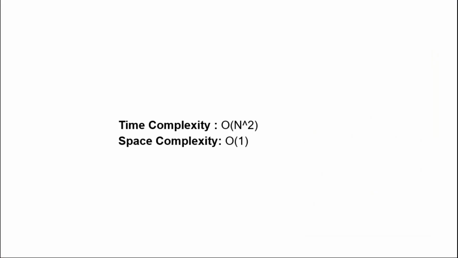The time complexity of insertion sort is again O of n squared due to a nested for loop or a while loop, whatever is suitable, and the space complexity is O of 1.